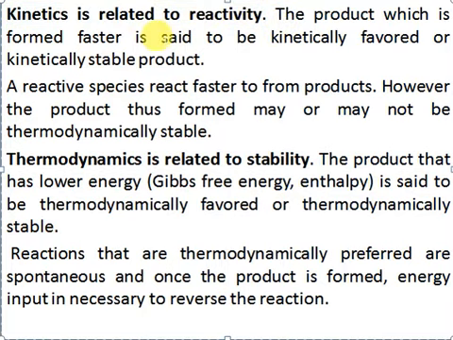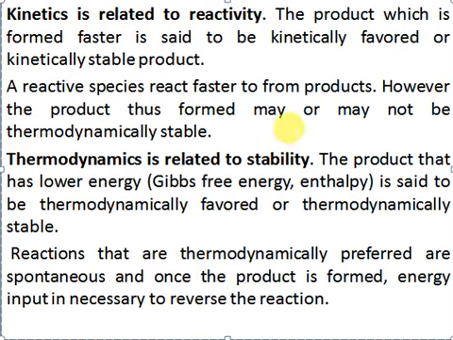So the product which is formed faster is said to be kinetically favored, or we say this is a kinetically stable product. So reactive species which react faster to form product will be kinetically stable. One thing is important here: if a thing is kinetically stable, it doesn't mean that it is thermodynamically stable or not. So what do we mean by thermodynamic stability? Thermodynamics has to deal with the energy. It's not to deal with the reactivity. So thermodynamics is related to the stability.